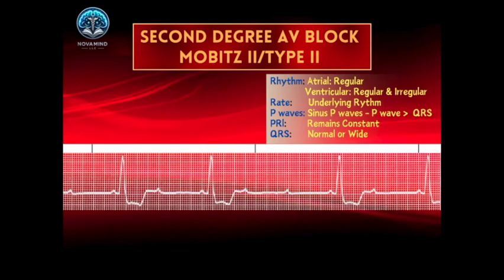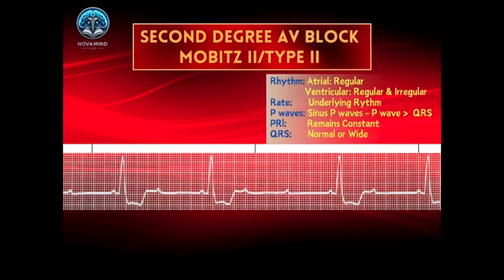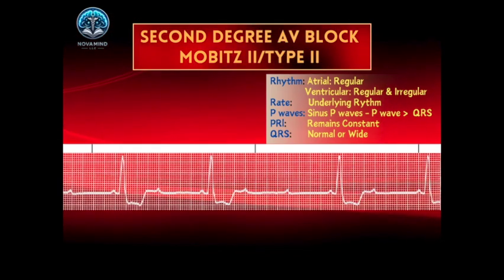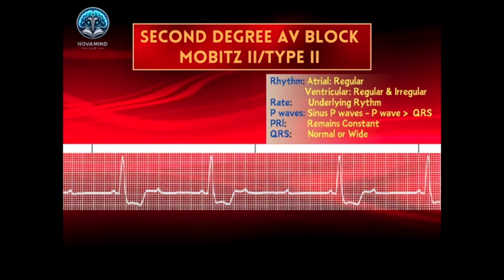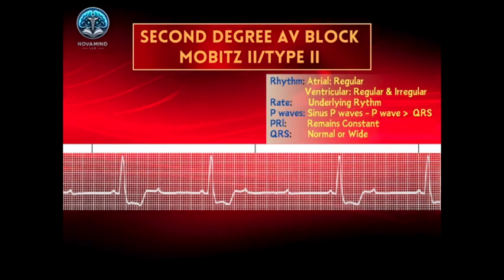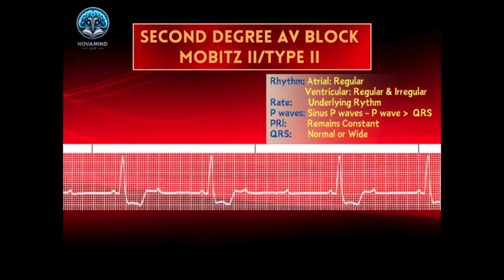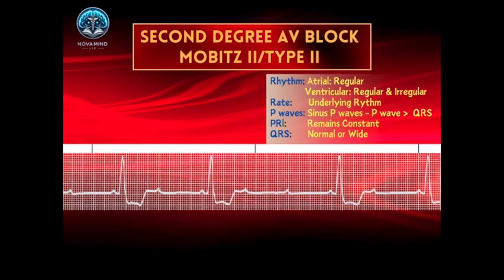Next is the heart rate. The atrial rate will generally reflect a regular sinus rhythm, often within normal limits. The ventricular rate, however, is slower, and its rate will vary depending on the number of drop beats. This difference in rate is due to the block conduction from the atria to the ventricles.